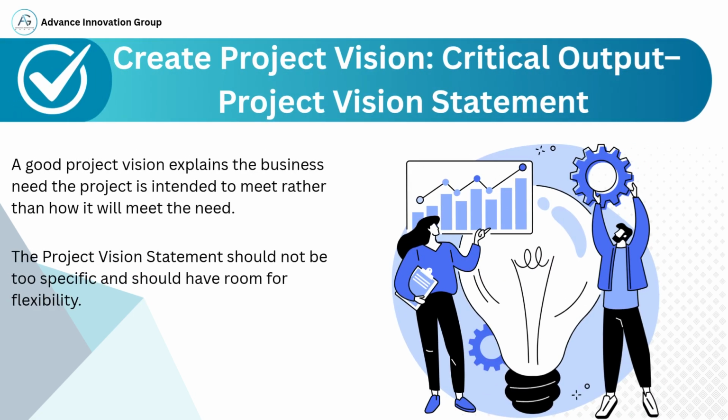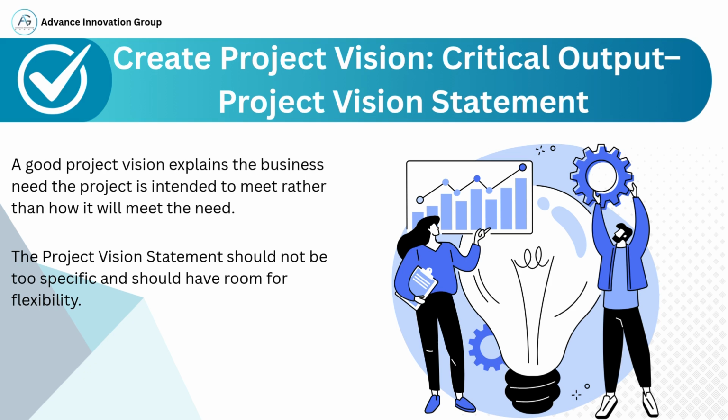Another critical output of the Create Project Vision process is the Project Vision Statement. This statement provides a clear and concise summary of why the project is being undertaken. It defines the business need that the project intends to fulfill. A good project vision statement focuses on the what and why: what the business hopes to achieve and why this project is important.